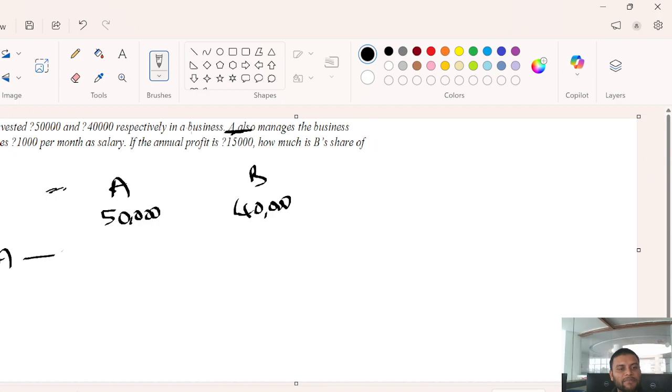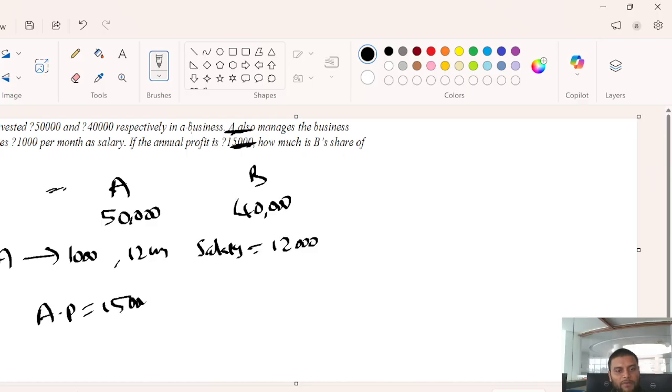So A's salary per month is 1,000 rupees, and for 12 months or 1 year, the salary of A will be how much, guys? 12,000 rupees. If the annual profit is 15,000 rupees, how much amount will be given to B? So annual profit is given as 15,000. From the profit, A will be paid his salary, so 12,000 is paid. So the remaining profit is equal to 3,000 rupees, guys.